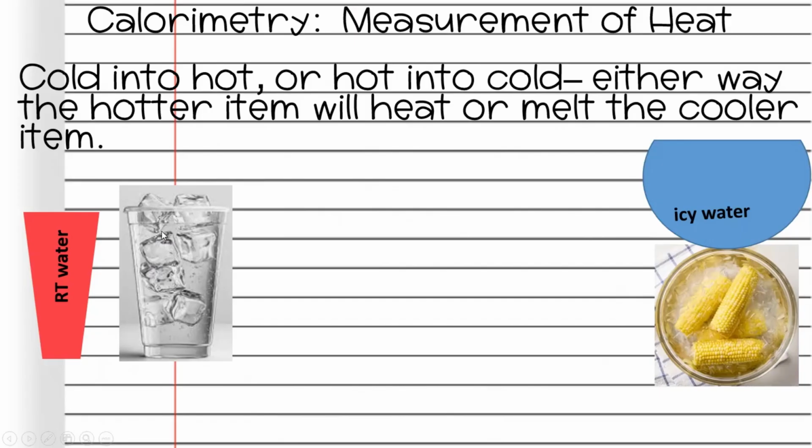So here is a glass of water with ice cubes in it, and here is a pan of icy cold water that is used for blanching corn. So if you boil corn to freeze, you have to rapidly cool it and stop the cooking of the corn kernels. So you want to rapidly cool it. They plunge it in icy water and then dry it off and pack it away for freezing. So that's a boiling item being dropped into a pan of icy water.